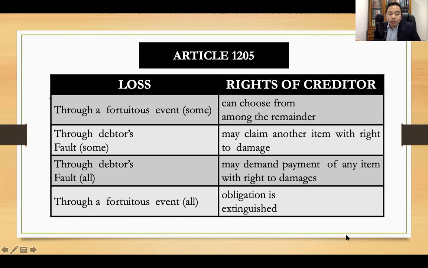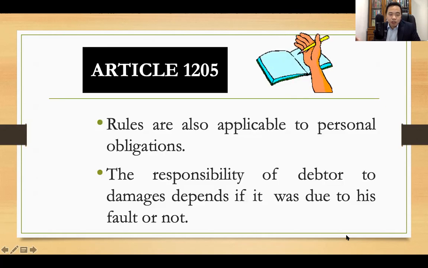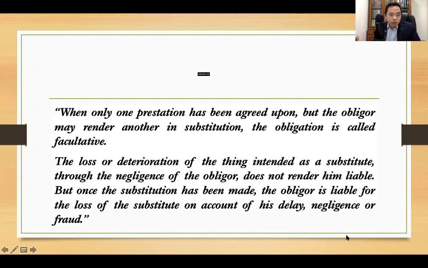If all of the things are lost due to a fortuitous event, then the obligation is extinguished. 1205 is applicable to personal obligations. Now, the responsibility of the debtor is to pay damages depending on whether it was due to his fault or not.